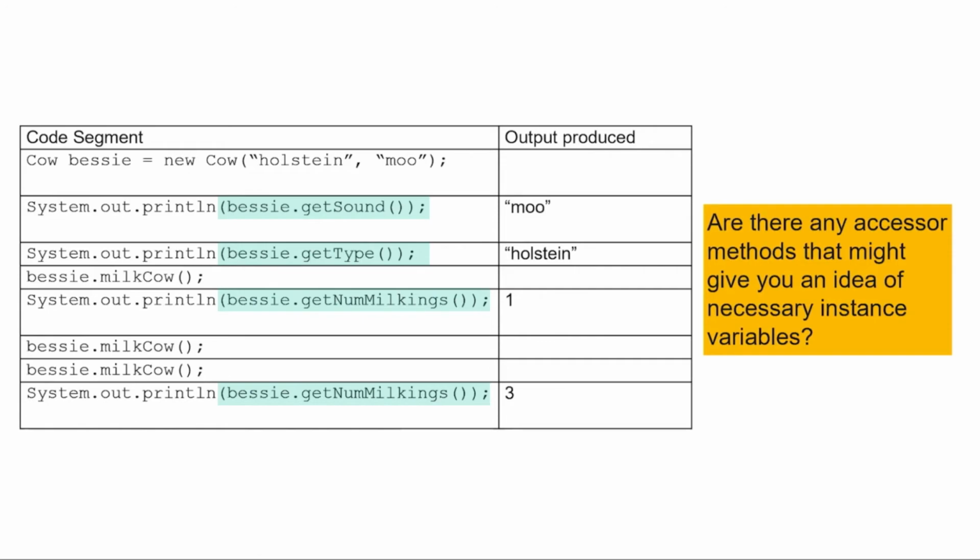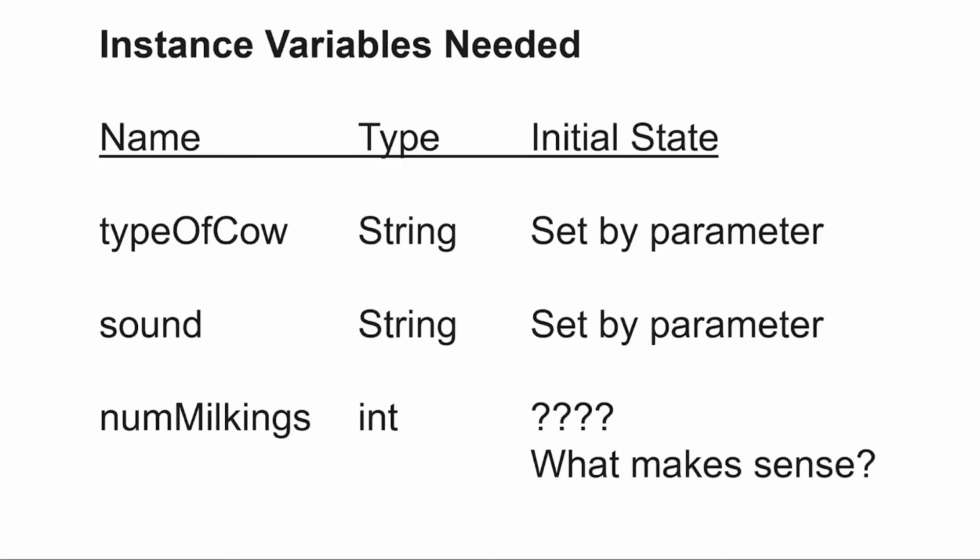You might notice that getSound will output the string moo, getType will output the string Holstein, and getNumberOfMilkings outputs 1 and later 3. With that information, you'll be able to come up with some instance variables. Type of cow, which is of type string, and its initial state is set by the parameter. Another instance variable, sound, of type string, is also set by the parameter. And number of milkings, which is of type integer.